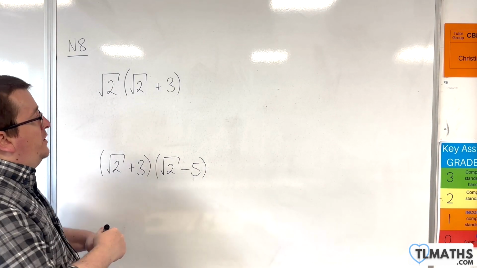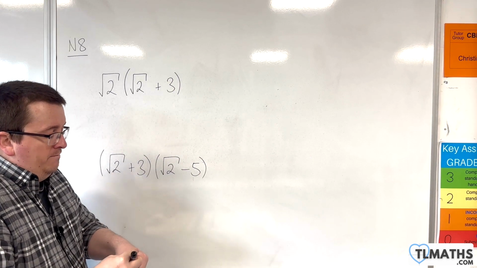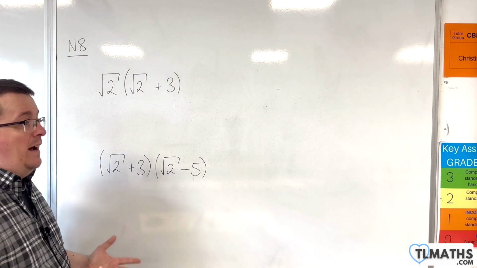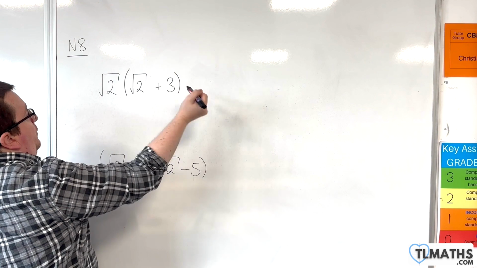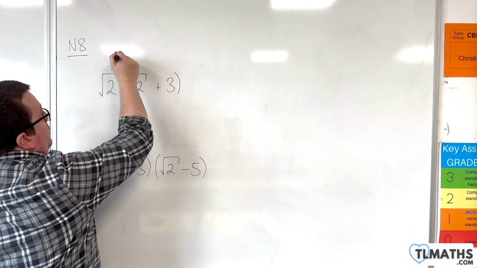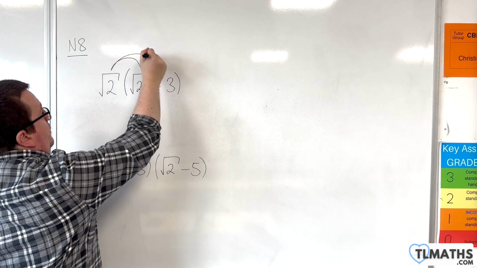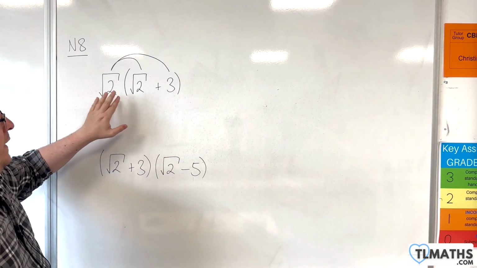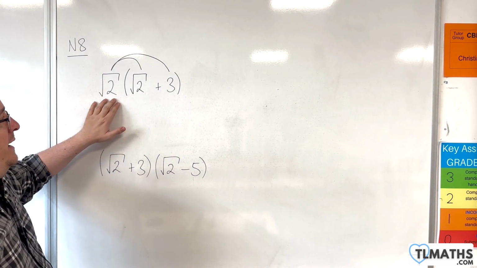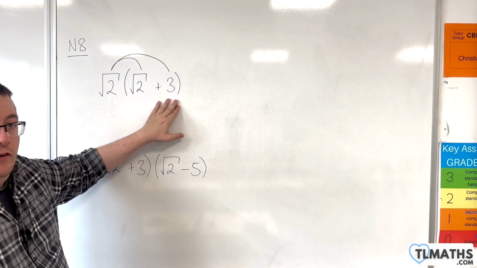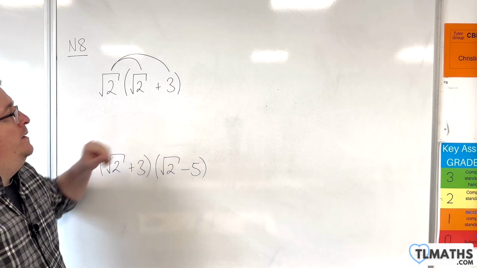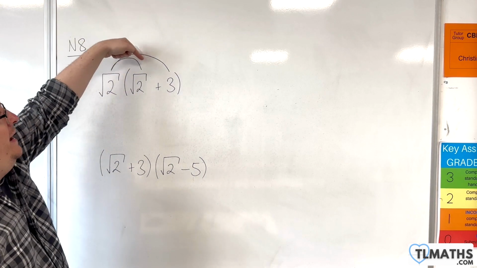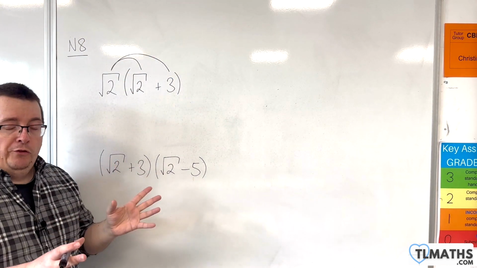Now, you can do this in a multitude of different ways in how you lay it out. The way I was originally taught would have been to do root 2 times root 2 and then root 2 times 3. So what you're making sure of is that whatever's on the outside of the bracket is multiplying with everything that's on the inside. This allows you to track which bits you're multiplying together.